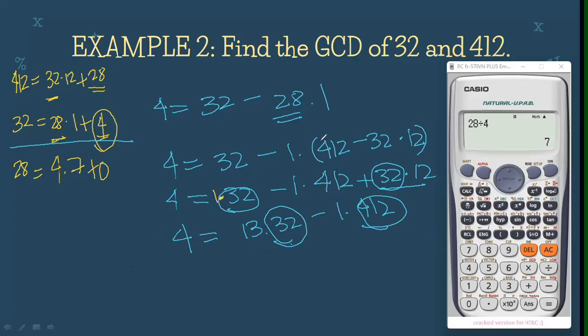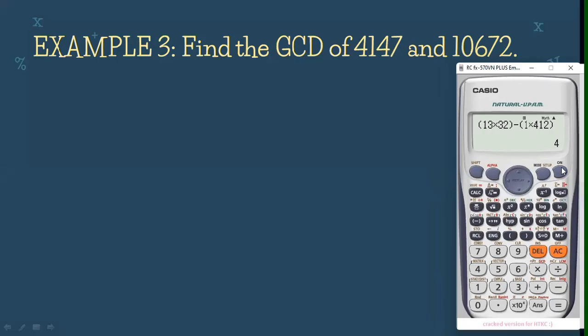So ibig sabihin tapos na po ang process natin. So first, let's check po kung tama po yung ginawa natin. So we have here 13 times 32 minus the quantity 1 times 412. The answer should be 4. 4 yung sagot. So therefore, our process is correct. For our last example, medyo malaki-laki po siyang number. But nevertheless, let us try to answer it.